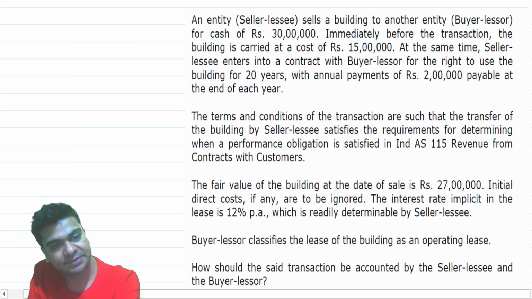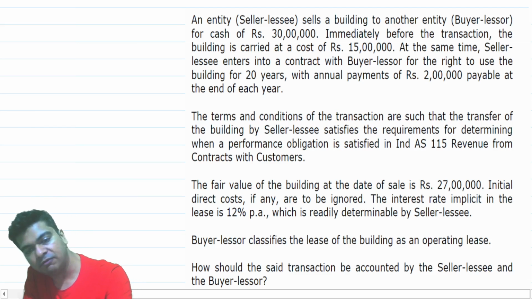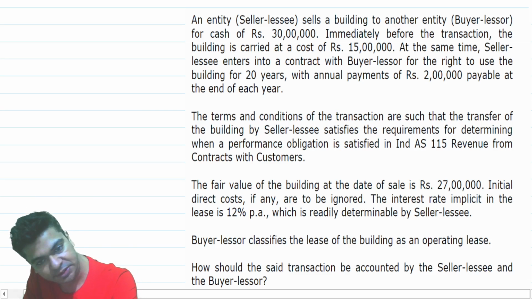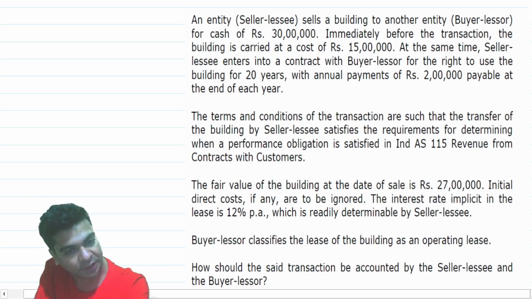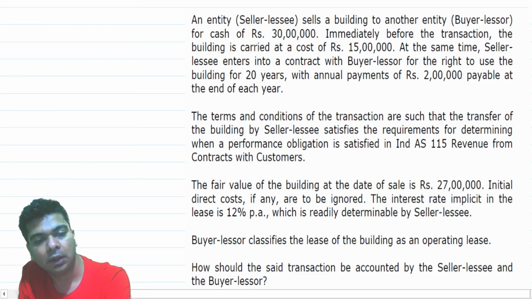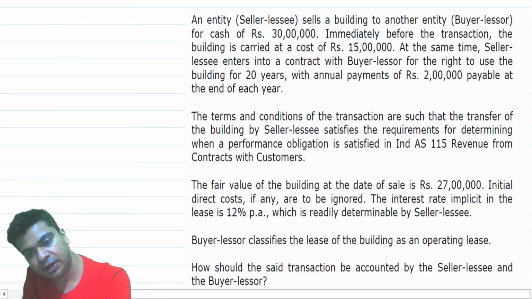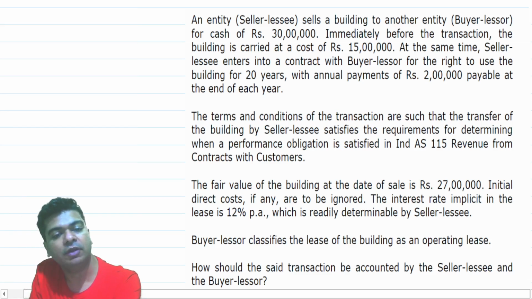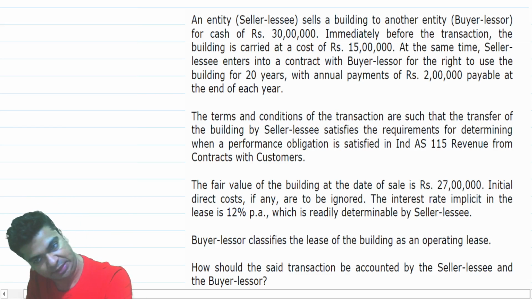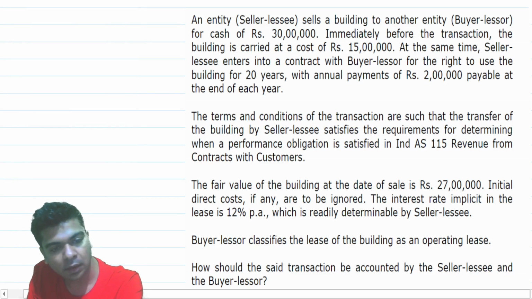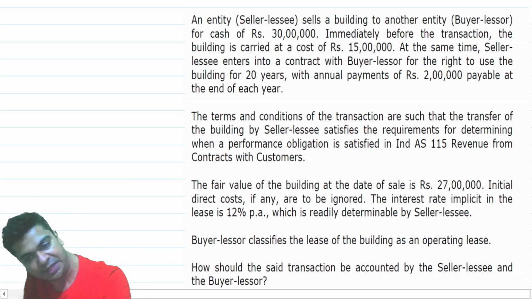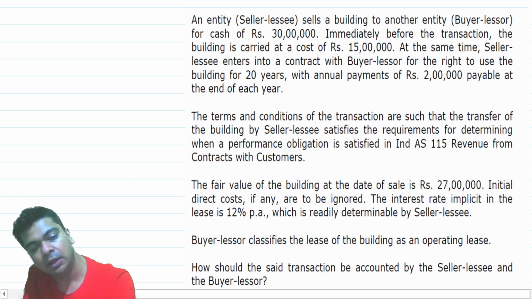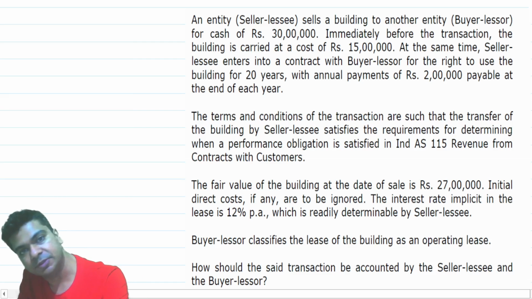At the same time, the seller lessee enters into a contract with the buyer lessor for the right to use the building for 20 years with annual payments of rupees 2 lakhs payable at the end of each year. The terms and conditions of the transaction are such that the transfer of the building by the seller lessee satisfies the requirements for determining when a performance obligation is satisfied in Ind AS 115, revenue from contracts with customers.